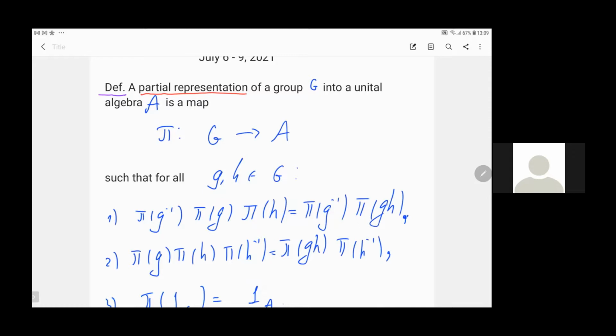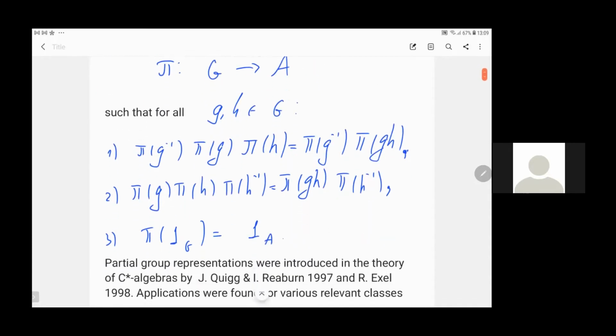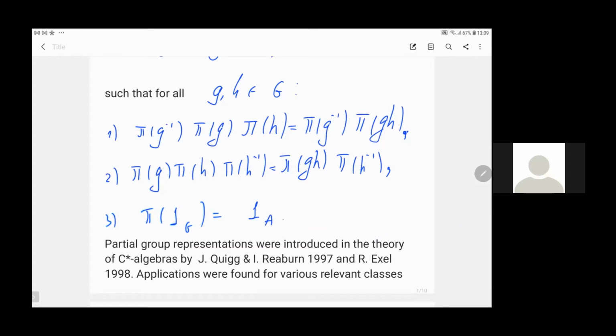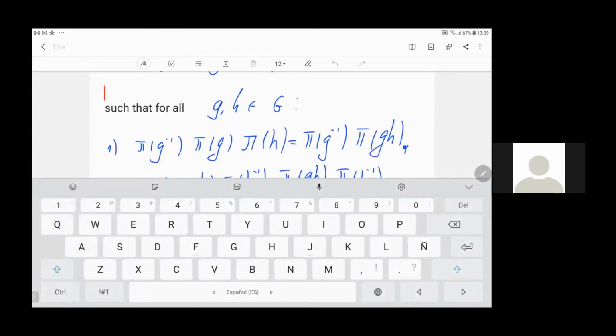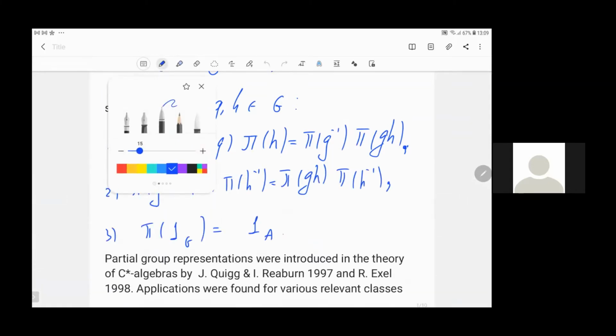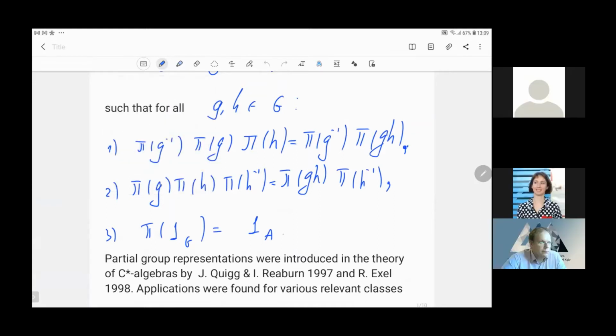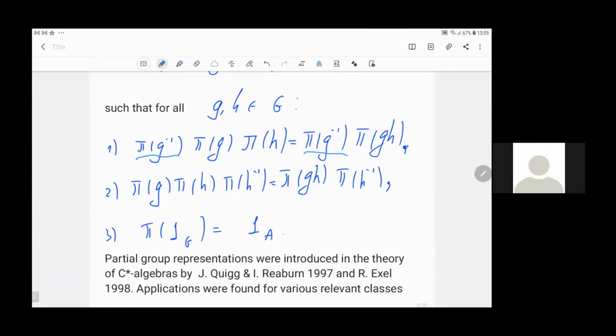A partial representation of a group G into a unital algebra A is a map pi such that the following three properties are satisfied. I would say it respects the product if you have this factor on both sides as kind of witness, so it's pi of the inverse of G, and then you can respect the product in this sense. Or symmetrically, if you have pi of the inverse of H on the right-hand side on both sides of the equality, then it respects products.